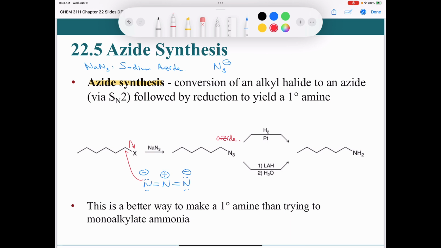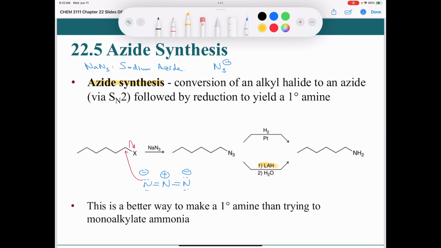And then we can reduce that azide 2 ways. We can reduce it using hydrogen and platinum, okay, like you see here. So just a straightforward reduction like we've seen for alkenes and alkynes, etc. Or you can reduce it using lithium aluminum hydride and water. Now, I'm not going to bother you about the mechanism of the reduction, and this mechanism is shown on the next slide.